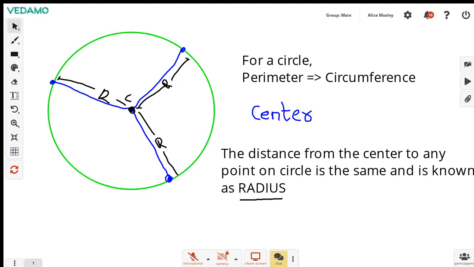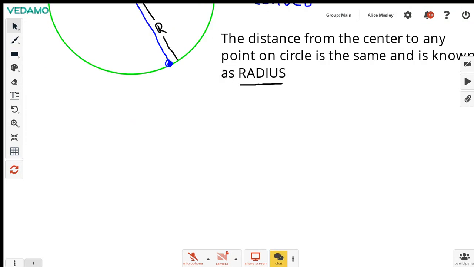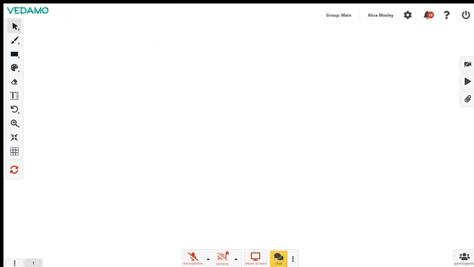Okay, so the concept is the same. The distance from center to any point is radius. Now I hope everyone wrote this. I'm taking another example.